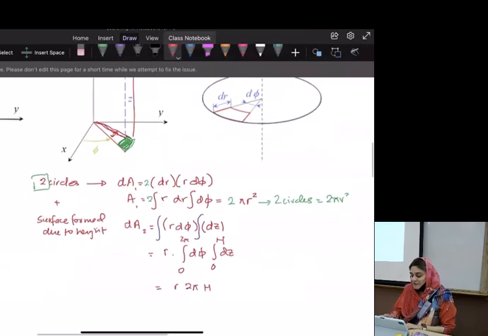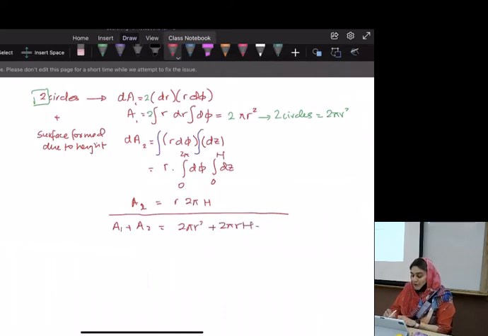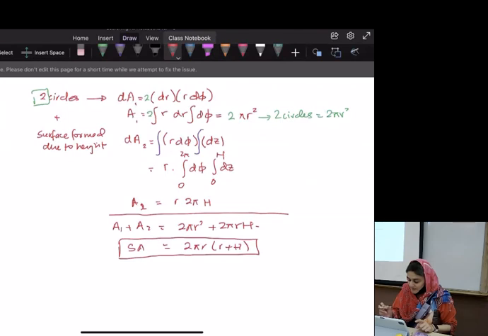But because this is now a surface area, what do I have to do in order to find the total surface area? A1 plus A2, which is 2 pi r squared plus 2 pi r h. And in most textbooks, you will find this written as surface area equals 2 pi r times (r plus h). And for the life of me, I can never remember this formula. So in my head, I always think two circles and a sweep.